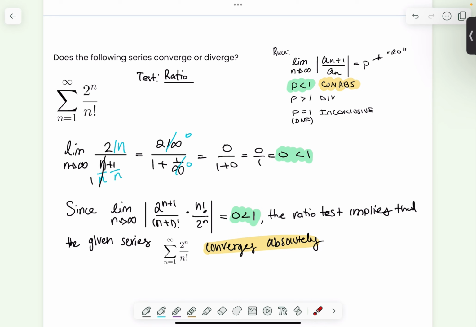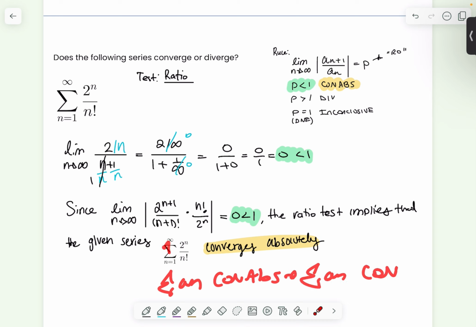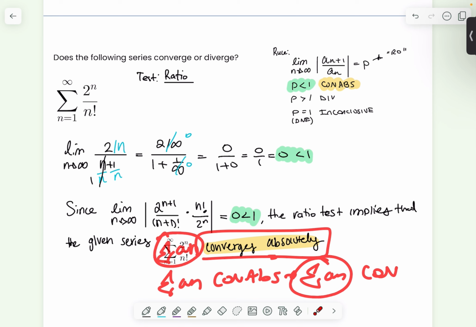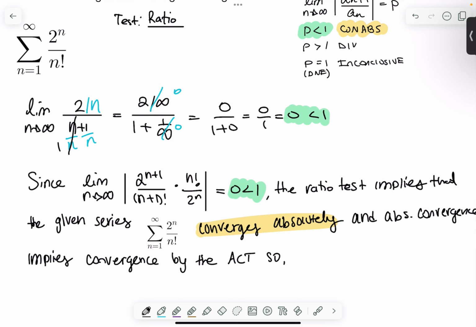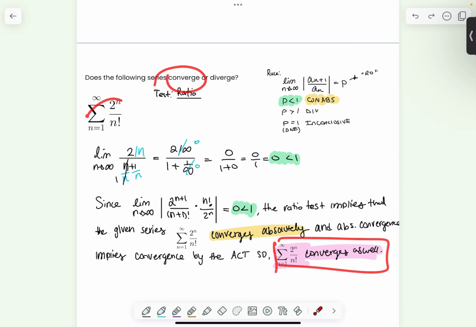So we use tool number 2 in our toolbox, the absolute convergence theorem, which says that if a series converges absolutely, then that same series will also converge. So if we know that this series converges absolutely, then we can say that the same series converges. So we say, absolute convergence implies convergence by the absolute convergence theorem. So the original series, the given series, converges as well. And this is your final answer.